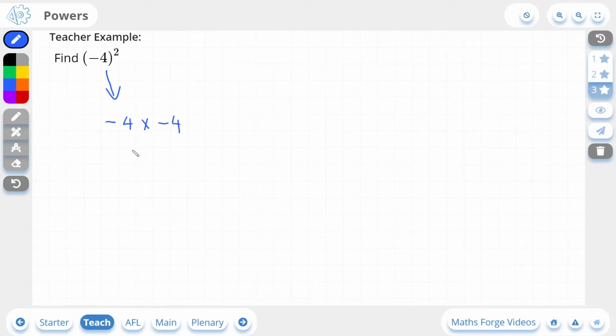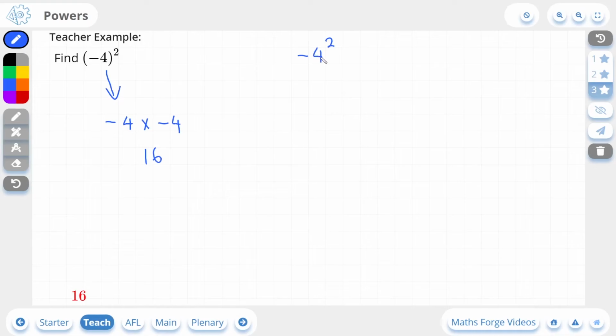And you should know from negative numbers that if you multiply 2 numbers that have the same operation, so they're both negative, this will give us a positive answer. So 4 times 4 is 16, and the answer stays positive because both values are negative. Now, this is our final answer, and we'll just check it really quickly. There it is.